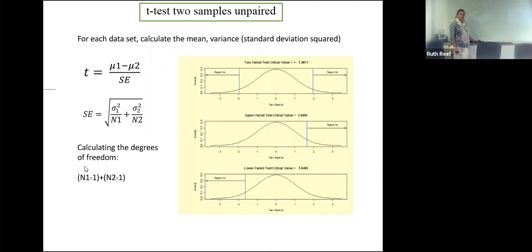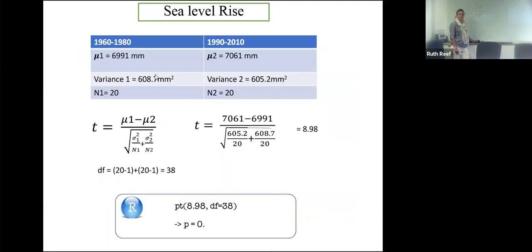Now we need to calculate the degrees of freedom. Remember, we spoke about the degrees of freedom being the first population size minus 1, plus the second population size minus 1. That's the df, and the df determines the shape of the t distribution. Or more written out, we can look at 1960 to 1980 and 1990 to 2010.